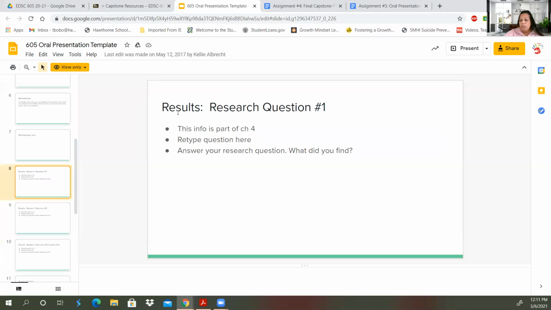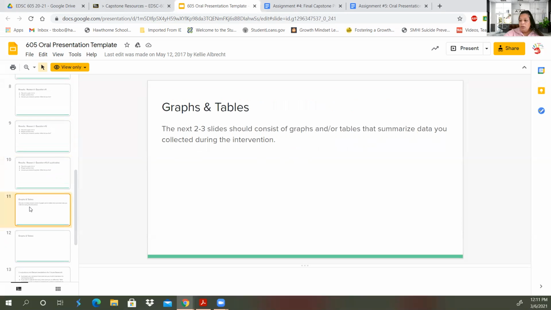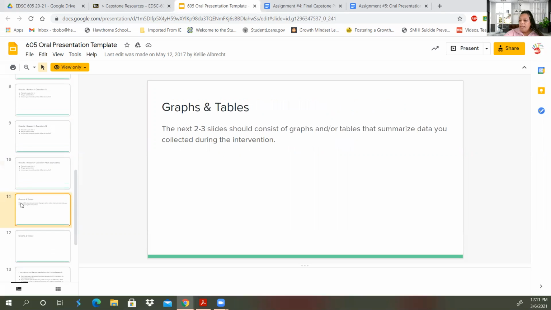Slide 8, the results of your research question. Retype the question and answer your research question. What did you find? Slide 9, everybody had 2 research questions, so that should be slide 9. No one had 3 questions. If you did, you would put that there. And then graphs and tables that summarize the data that you collected during the intervention.